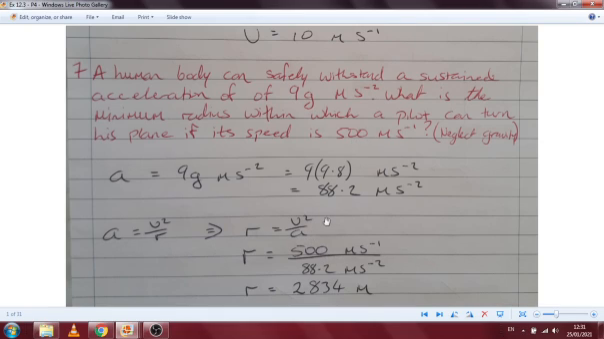We're given our speed, 500 meters per second. That should be squared, divided by 88.2, because that's our acceleration, and we get this answer here at the bottom. R is equal to 2,834 meters. Again, just make sure that you square that R there.